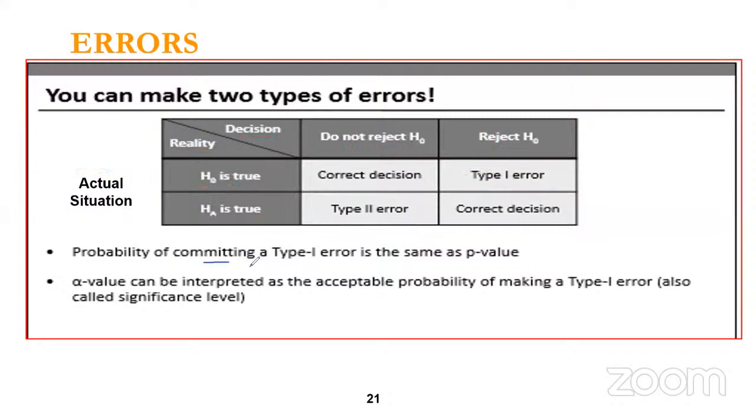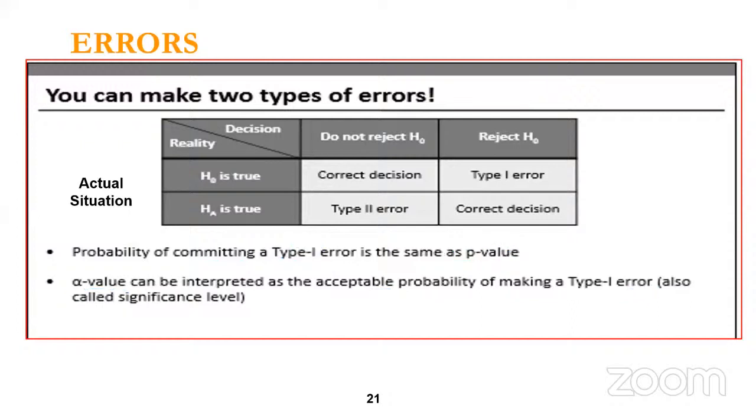So the probability of committing a type 1 error is the same as the p-value, right? And that is why we compare p-values with the type 1 error, alpha. The probability of committing error is the same as the p-value. So we compare p and alpha over here. So alpha can be interpreted as the acceptable probability of making a type 1 error. Hence, I was saying it is the percentage of allowed error, percentage of tolerable error, which is also called the significance level. So this is the summary about your hypothesis test.